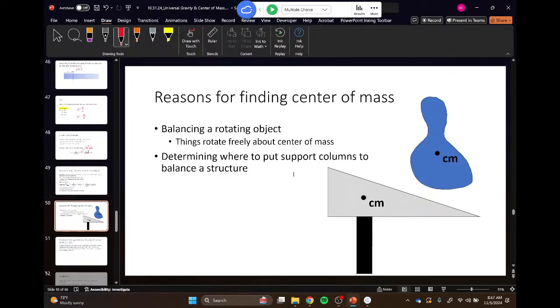So I already mentioned this. Reasons for finding center of mass: rotating an object, figuring out where to put support columns to put the least strain on your system, all that kind of jazz.